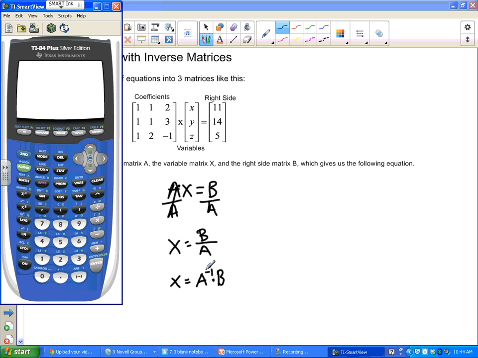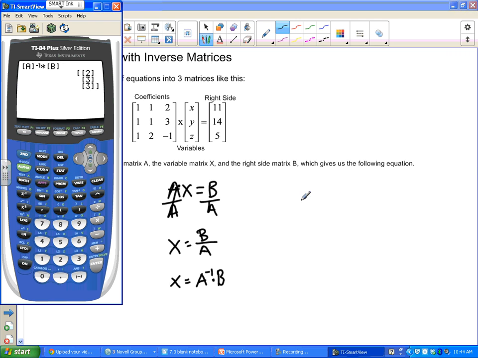We want to type into our calculator x equals A to the negative first times B. So you're going to go back to second matrix and see it says names. We're going to press enter and it's going to put matrix A right here in our normal part of our calculator. This is the inverse button that I have right here. X to the negative 1 will find the inverse for us. Then we're going to multiply that by matrix B. So I'm going to go back to second matrix and come down here to B and press enter. This is going to do the inverse of A times B. I press enter. It gives me 2, 3, 3.